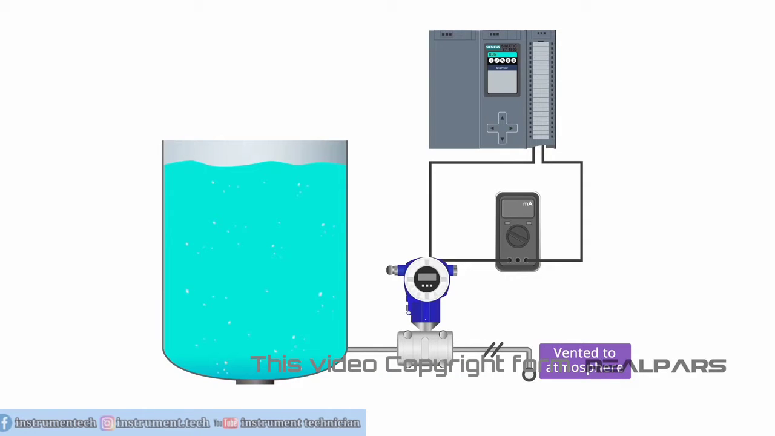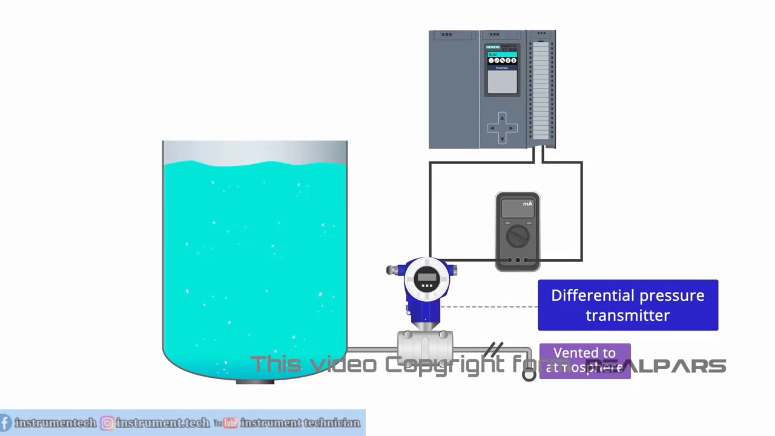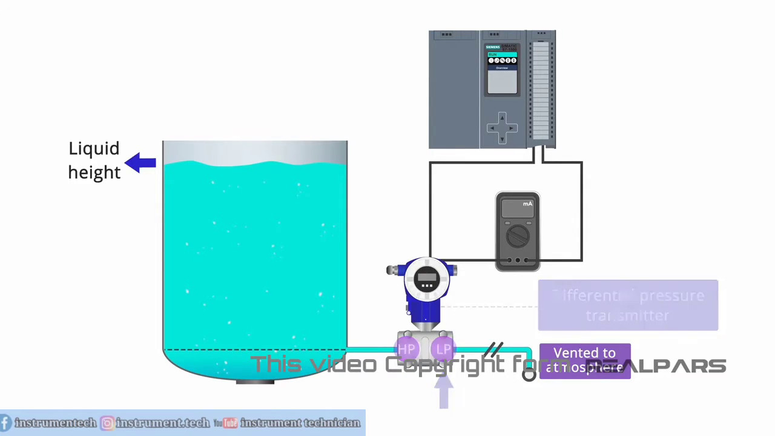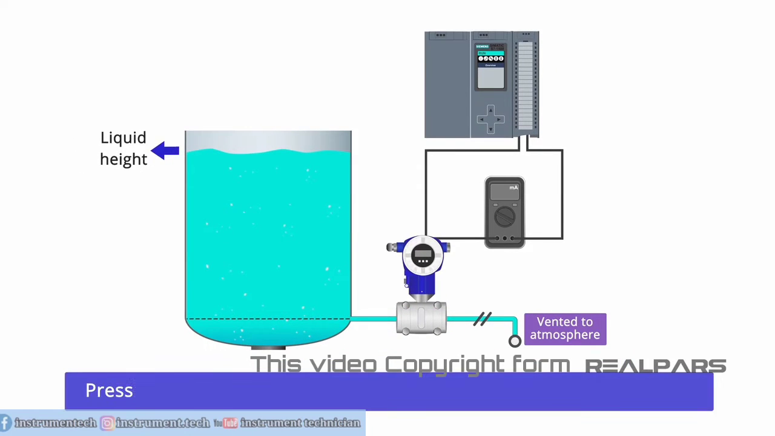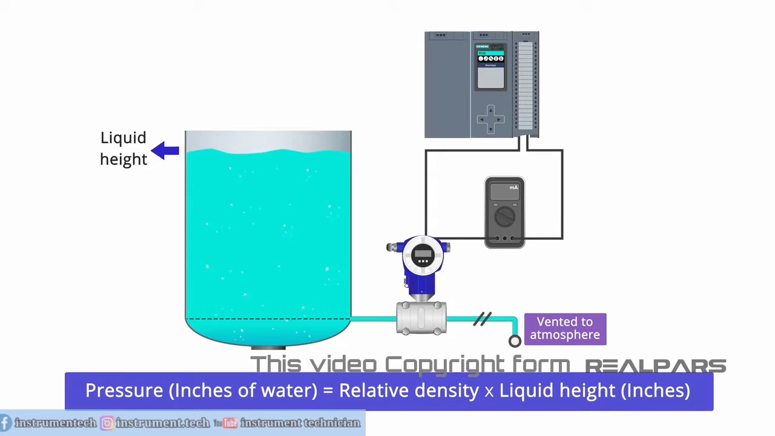As a refresher, let's look at how we ended the first part of this video series. We looked at a control loop where a differential pressure transmitter is connected to measure an open vessel level. The high pressure port is connected at the 0 inches point, and the low pressure port is vented to atmosphere. We said that pressure in inches of water is equal to the relative density of the liquid multiplied by the height of the surface of the liquid in inches.